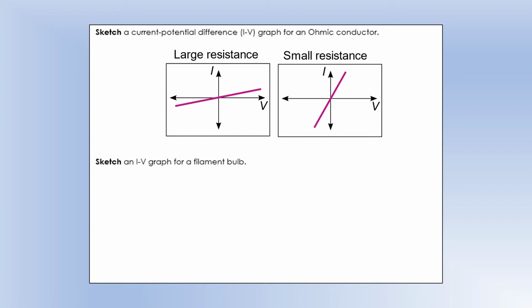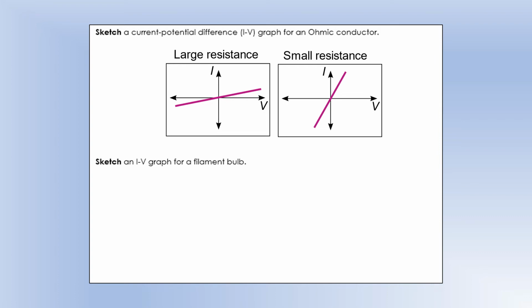Remember that a component has low resistance if, for the same potential difference, the current is higher. You can see on the right hand side, for the same potential differences, the currents are much higher, so we know that's a small resistance. And on the left, because we've got a large resistance, for the same potential difference we've got lower current. And for those of you interested, the gradient of this graph is the reciprocal of resistance. If you found the gradient of the graph and did 1 divided by it, that would tell you what the resistance is. So that's an ohmic conductor.